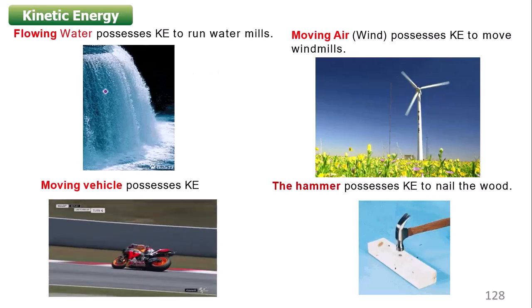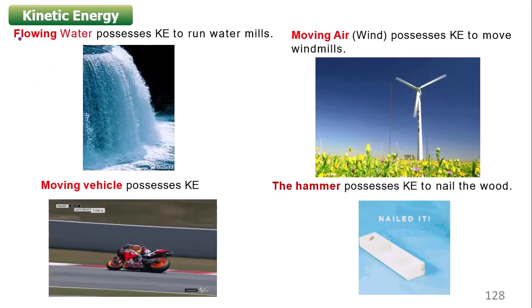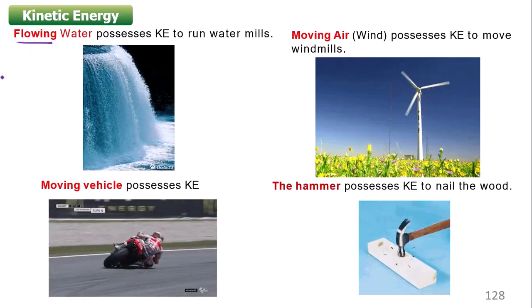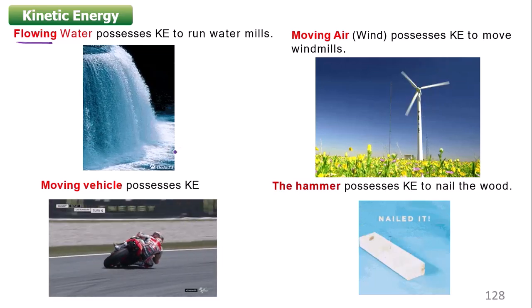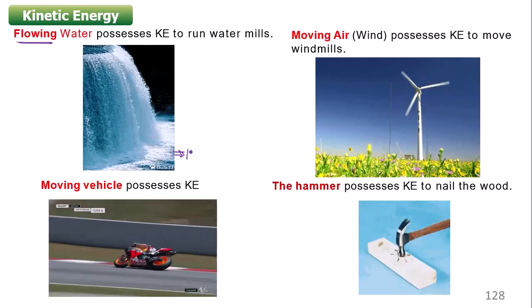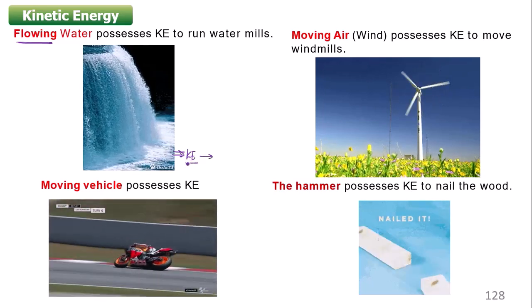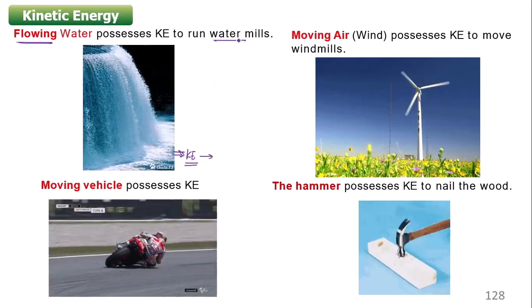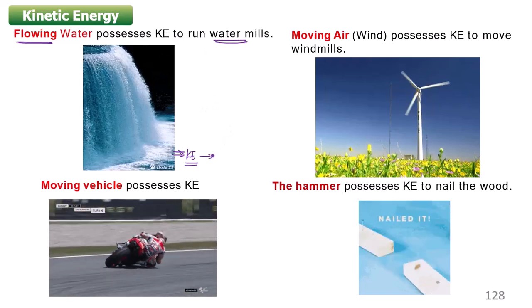Now, different forms of energy can be related to kinetic energy. Let us say the water is flowing. Flowing water has some kind of kinetic energy. Once it comes down, this high amount of kinetic energy is converted into some other form of mechanical energy. Mostly in the case of a turbine, we use it to run the water mills, that is the turbine part, to get the electrical form of energy.